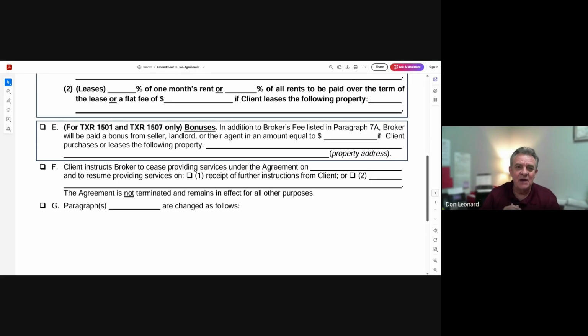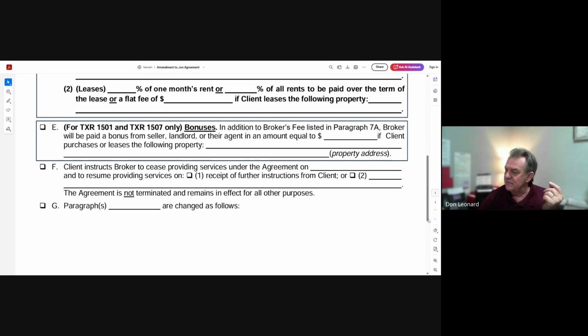We would just cease marketing to them, which means we wouldn't be showing them property. We wouldn't be providing services to them until either they come back to us and say, hey, I'm ready to go, or if we agree on a specific date, we would put that in number 2. The agreement is not terminated and remains in effect for all other purposes, which means my commission is still protected if you go out and buy something and all of that. And then paragraph G, if the change we need to make is not covered in A, B, C, D, E, or F, then we would put it in G.